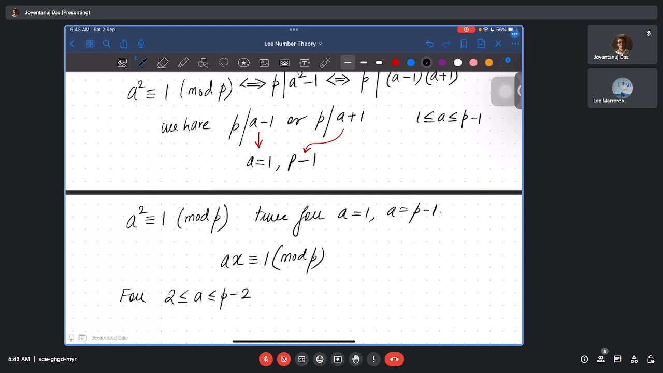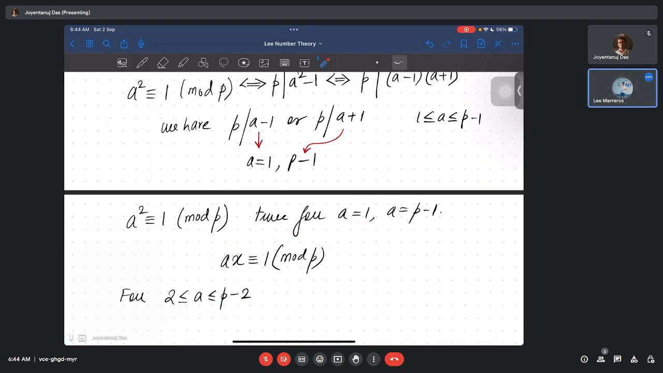So I can always find this x that lies between 2 and p minus 2. If I want to find a solution to this congruence in this range, a lies between 2 and p minus 2, because these two are gone. Why are they gone? Because we already found a solution for them. When a equals 1, then x is also 1, because a squared equals 1 has only these two solutions.